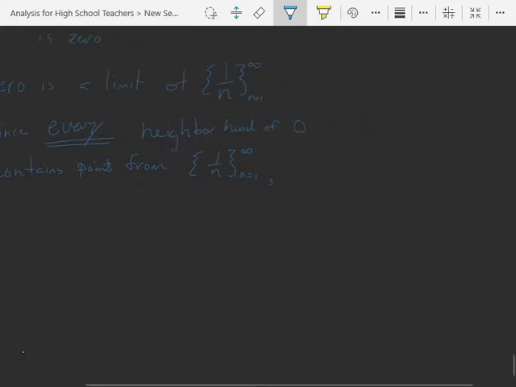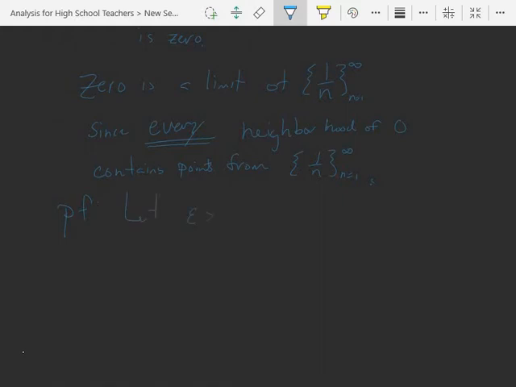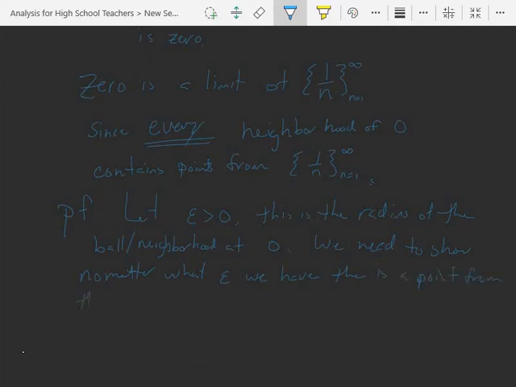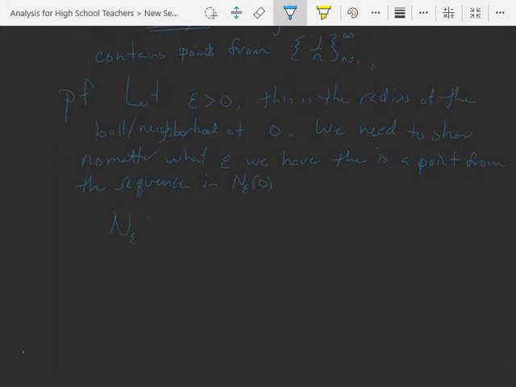So let's look at a neighborhood of 0. Let epsilon be greater than 0. So here is the point. This is going to be our radius of the ball, the neighborhood at 0. We need to show no matter what epsilon we have, there's a point from the sequence inside the neighborhood sub epsilon of 0. Okay. Neighborhood sub epsilon of 0.